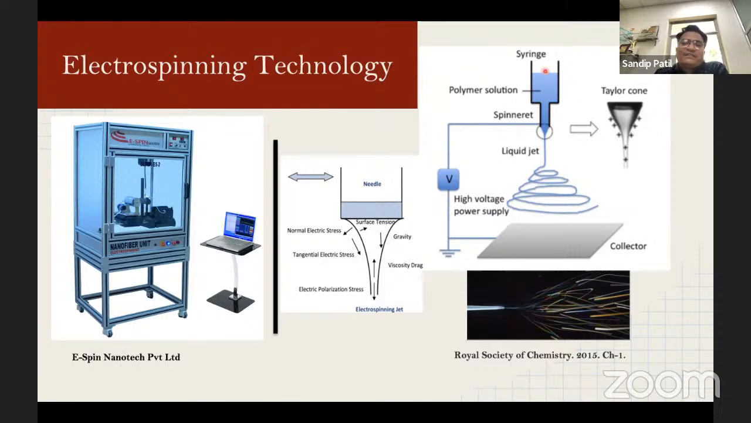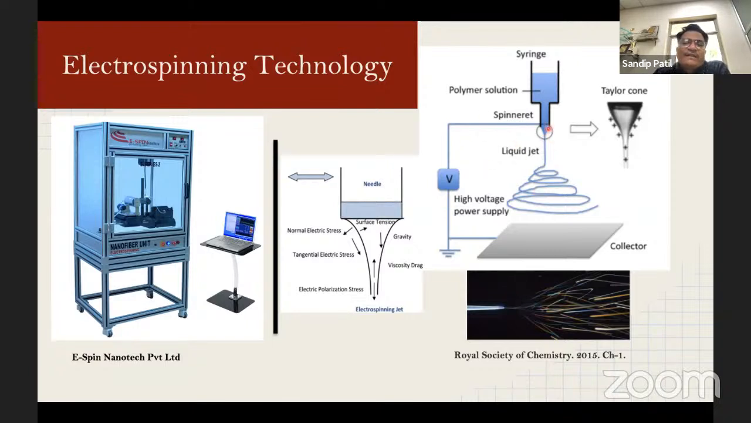What you have here is a polymer solution in the reservoir. The reservoir is connected with a metallic needle. The reservoir pushes the solution slowly by means of a syringe pump, at around 3 to 4 microliters per minute, and it will deposit. This acts as a positive electrode, and you apply the high voltage. High voltage can range from 5 kilovolt to 50 kilovolt, so you can say 500 volt to 50,000 volt. This is the scale.